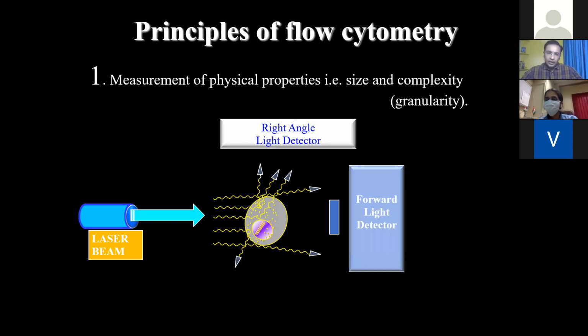So if the lymphocyte doesn't have granules, it doesn't have any side scatter. On the basis of just forward scatter and side scatter, we can comfortably separate lymphocytes, monocytes, and granulocytes like neutrophils and eosinophils. We can very easily separate them. These are called physical properties.